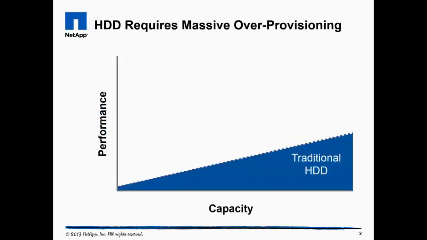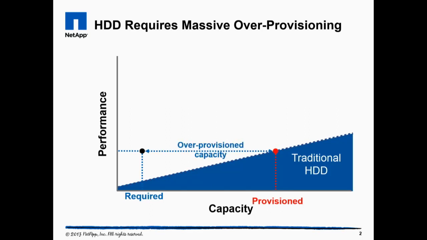I did want to start by level setting and make sure we're all talking about things in the same context. We know that traditional media hard drives have increased in capacity much quicker than they've increased in their ability to deliver performance. So you may require as much capacity as what I'm showing here on the left with the black dot, but in order to meet your performance requirements, you have to provision enough hard drives so that you have enough spindles to keep your performance at a decent level. And so there's this large amount of over-provisioning in a lot of environments today.